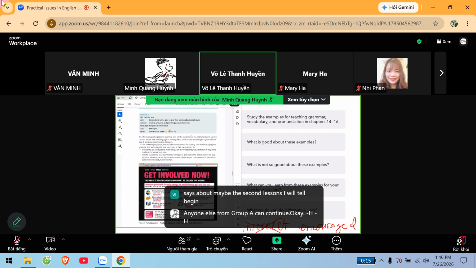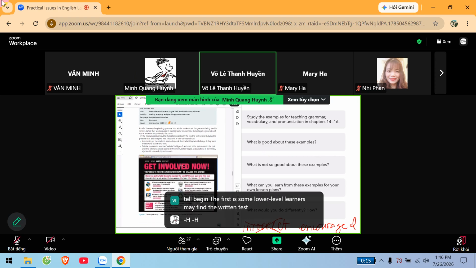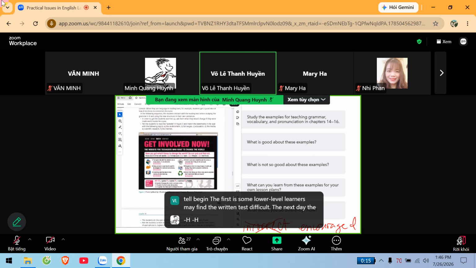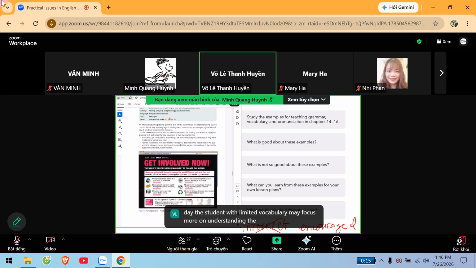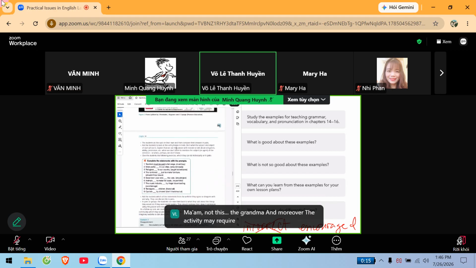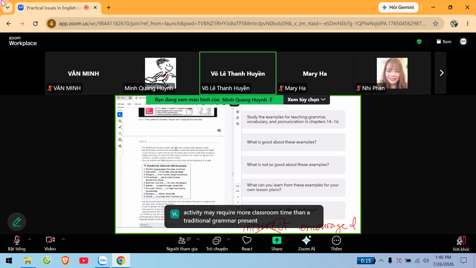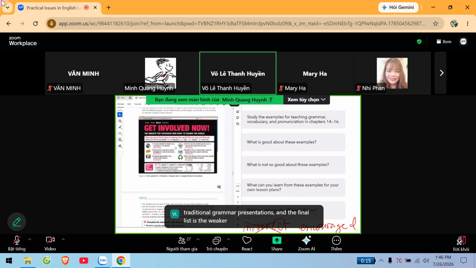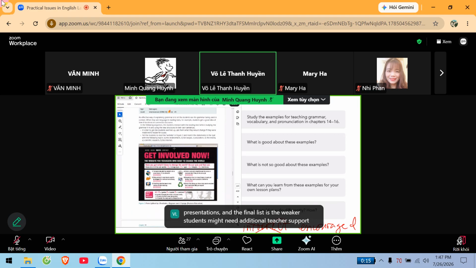The first is some lower level learners may find the written test difficult. The next is the students with limited vocabulary may focus more on understanding the text than noticing the grammar. Moreover, the activity may require more classroom time than a traditional grammar presentation. And finally, the weaker students may need additional teacher support during the discovery stage. So we will move to the third question.